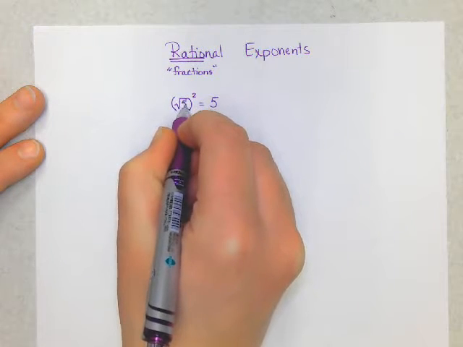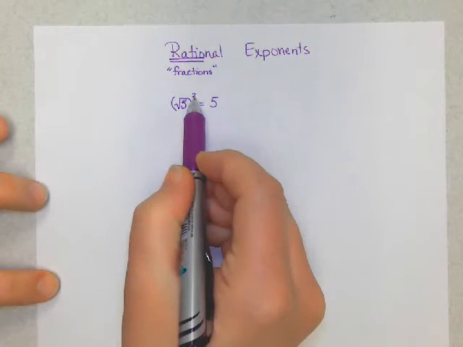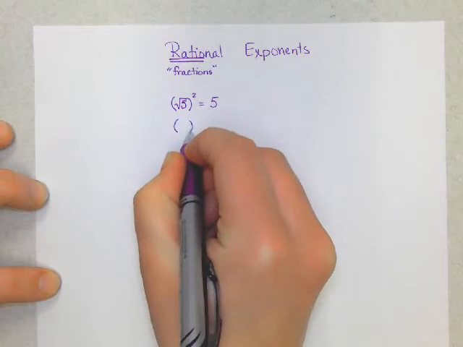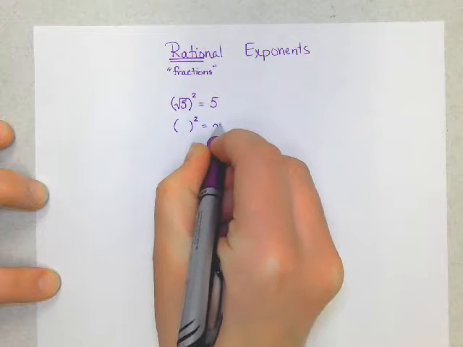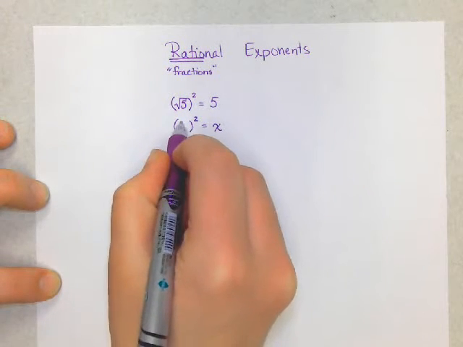Likewise, what could I square and get the result of x? Well, using the same principle up here, it would have to be the square root of x. Now I'm going to challenge you. There's a whole other way to think about this. What else could I square and get x? And this would happen to use our laws of exponents.